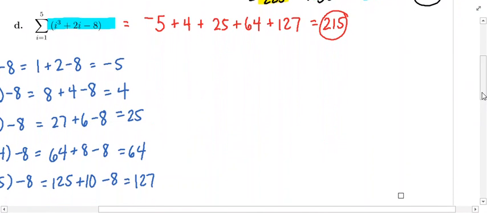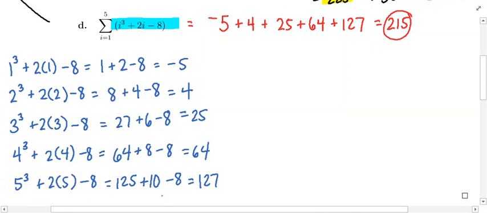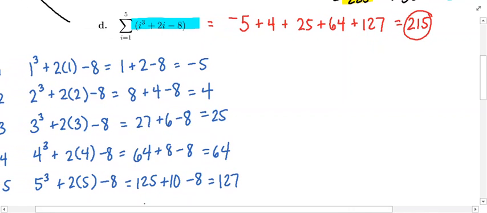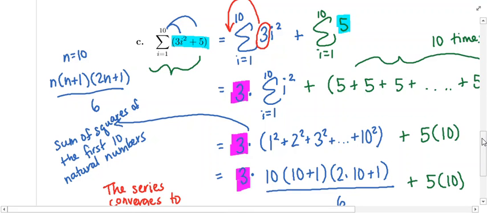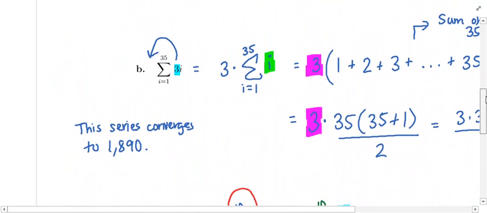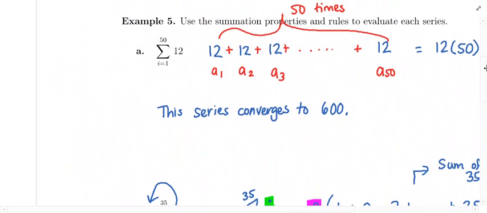Like I said, you can use these shortcuts, but sometimes they're a pain in the butt too. They're not really shortcuts. So if you find it easier, like if the upper limit of summation isn't that high, like here it was 5, it's probably going to be more efficient to just figure out each term and then add them all up. However, if you see an upper limit of summation like we did in part B, we had 35, or maybe you have 50 like we did in part A, it might be more feasible to use the shortcut route. But either way, you should get the same answer.